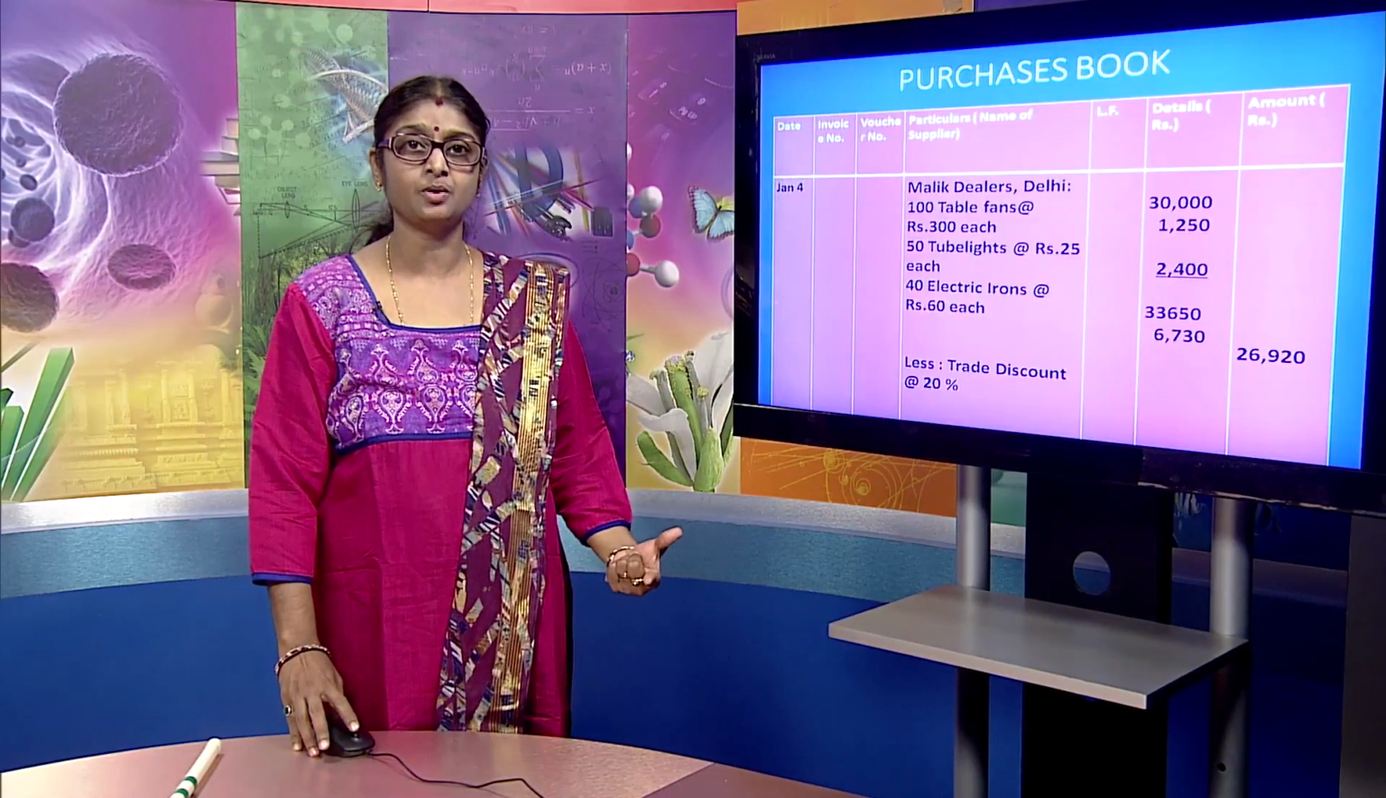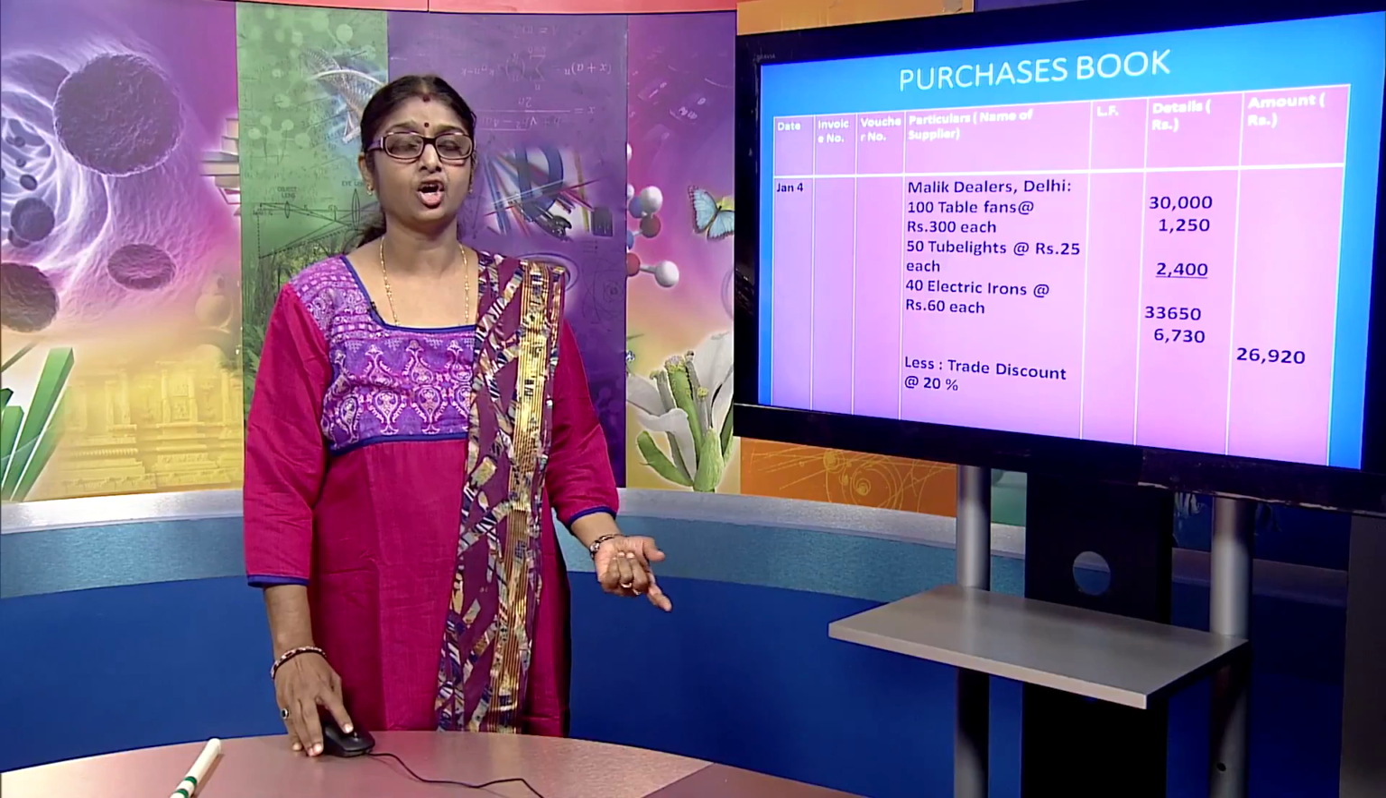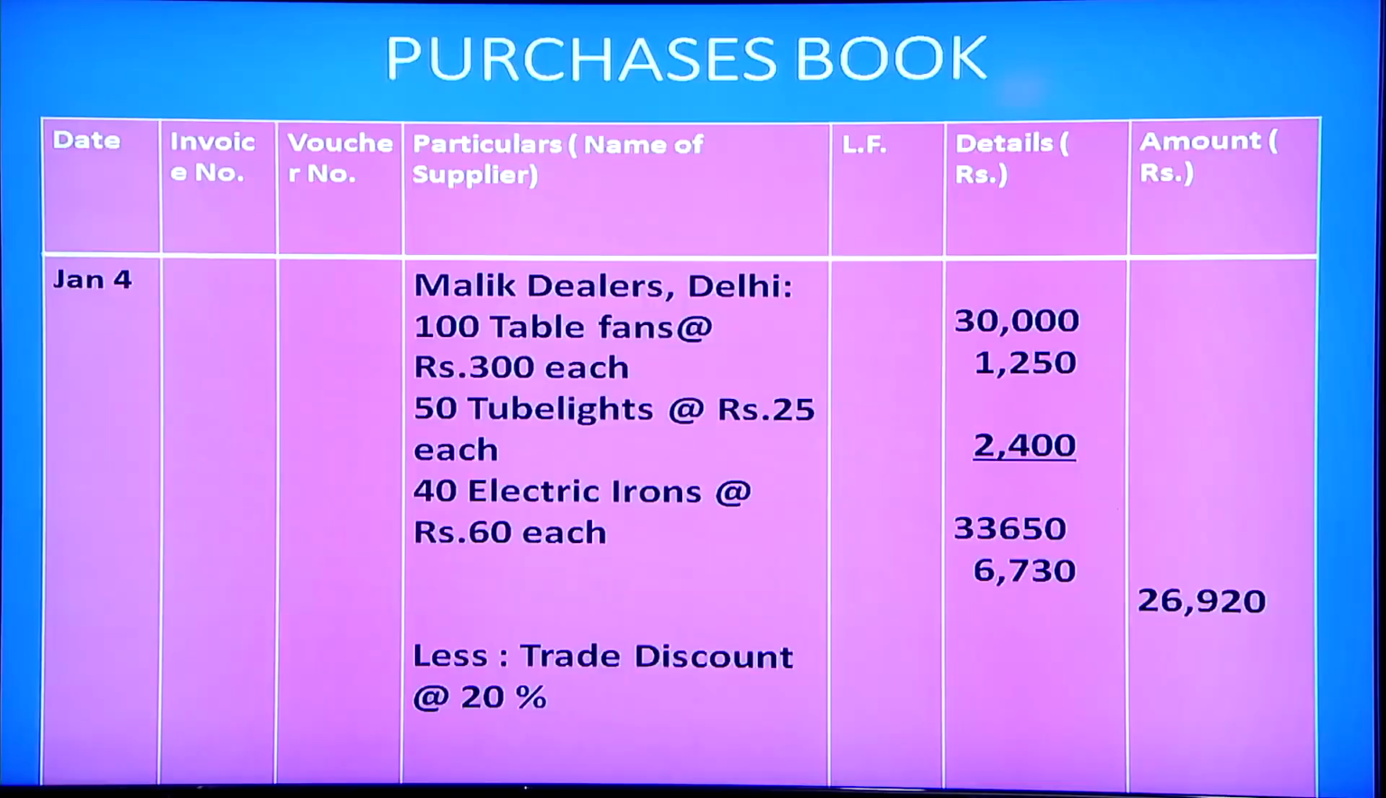So, in the purchases book, we have different columns, format we have studied. In that particular column, date column comes first. There you have to write the date. Then the name of the supplier, that is Malik Dealers, Delhi. Then the details, what you have bought: 100 table fans, 50 tube lights. And how many rupees for each item, that is also to be mentioned in the particulars column.